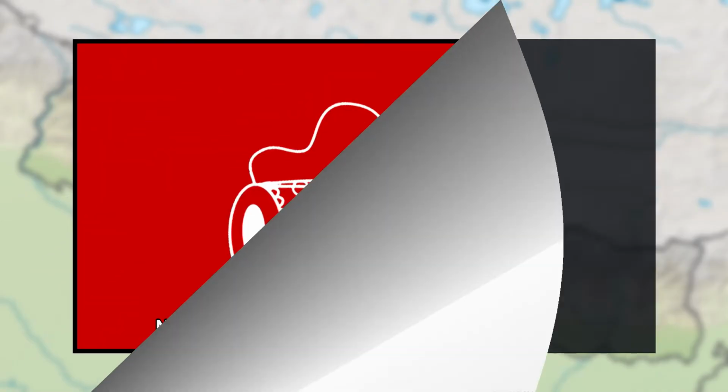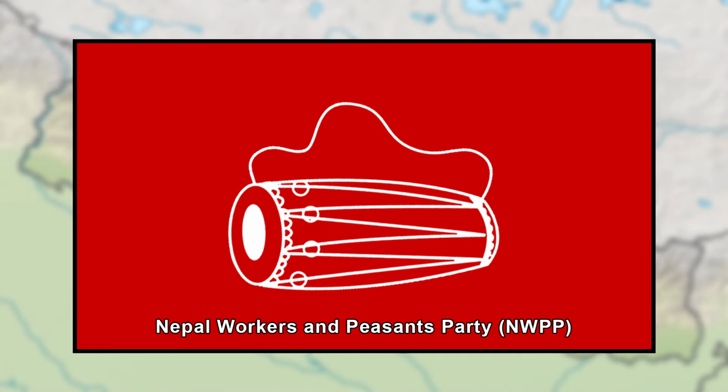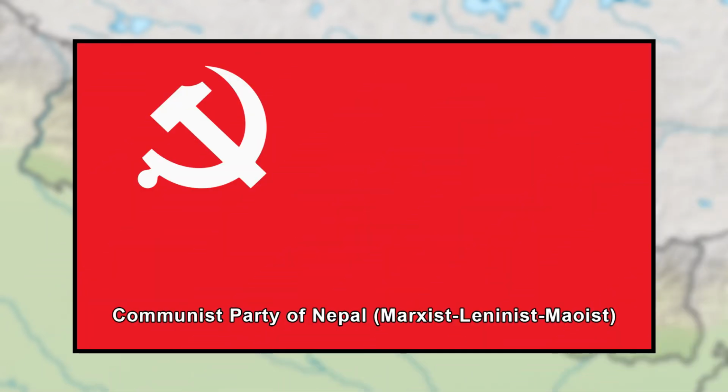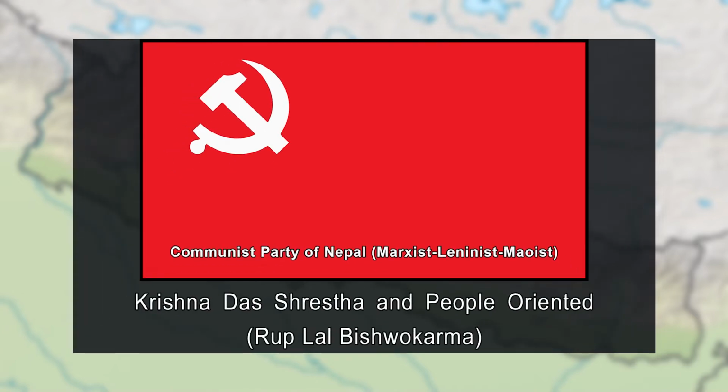It was also joined by other factions including the Nepal Workers and Peasants Party, led by Narayan Man Bijukchhe Rohit, Communist Party of Nepal, Marxist, Leninist, Maoist, CPN MLM, headed by Krishna Das Shrestha, and people-oriented Roop Lal Vishwakarma.